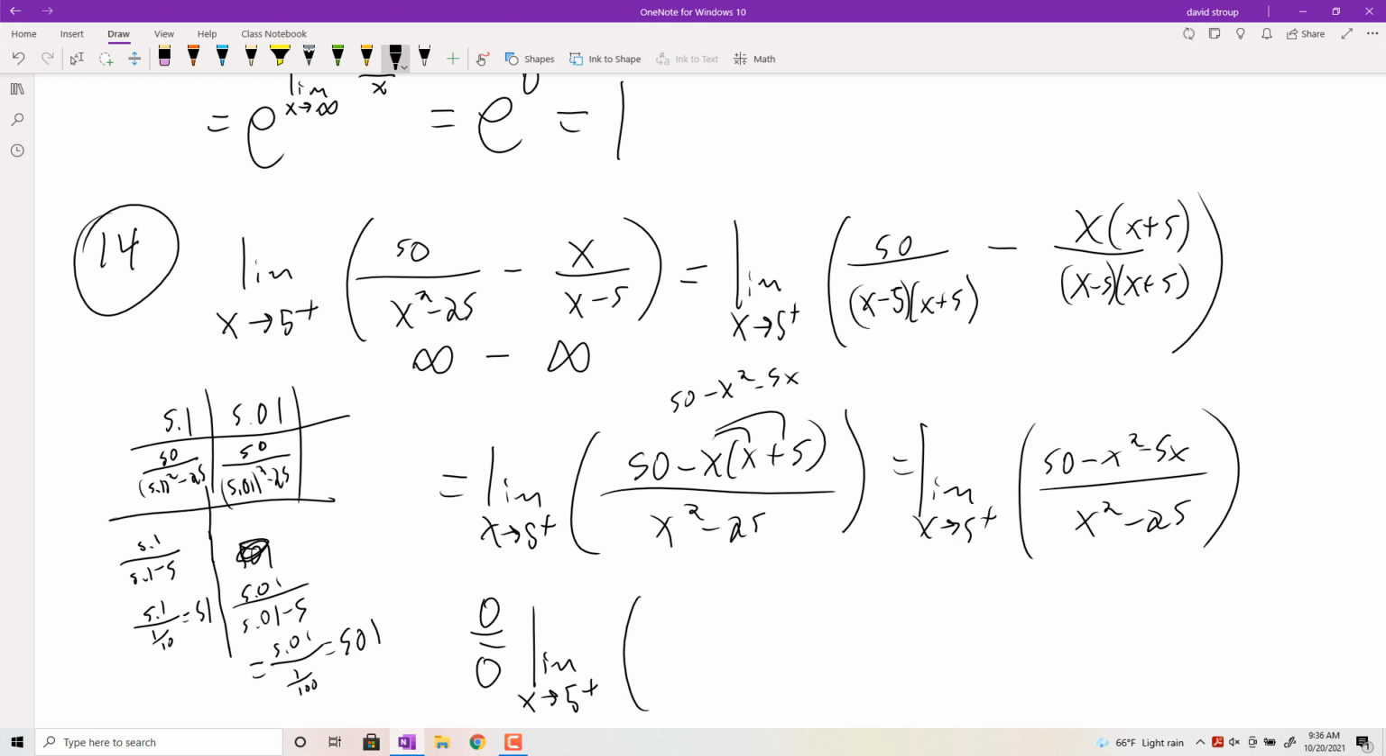So taking the derivative of the numerator, I get negative 2x minus 5. The denominator is just 2x. And then you could do a straight substitution. So negative 10 minus 5, negative 15, all over 5 times 2 is 10. So negative 3/5, or negative 3/2, rather.